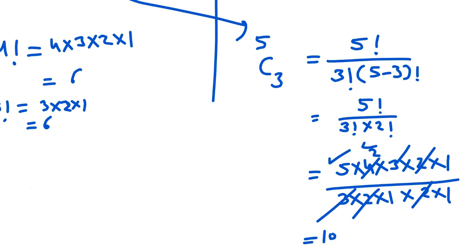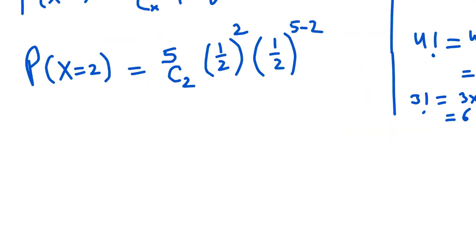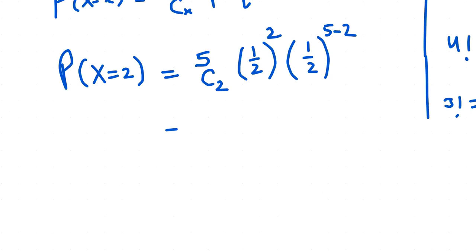So let us put 10 here. By using a calculator, you can also find this directly. So 10 into 1 by 2 to the power 2, and here we will get 1 by 2 to the power 3.